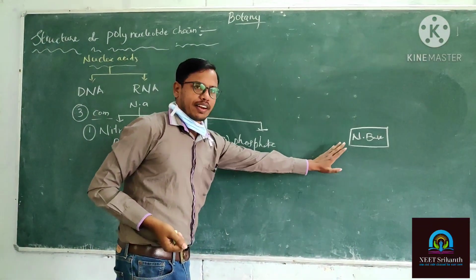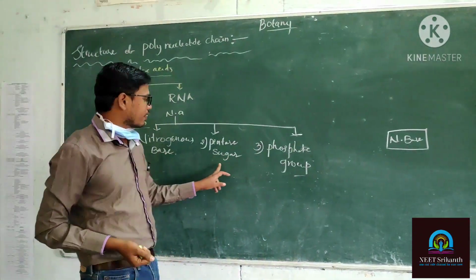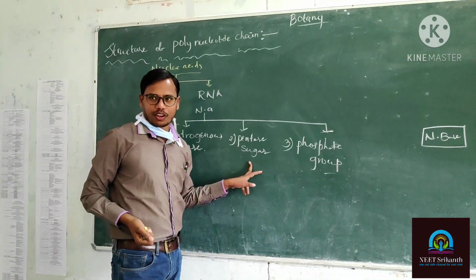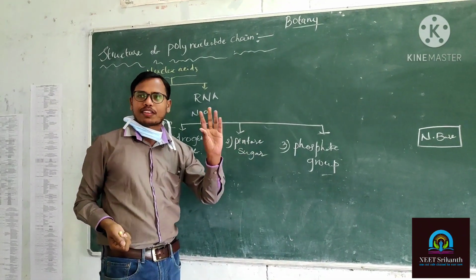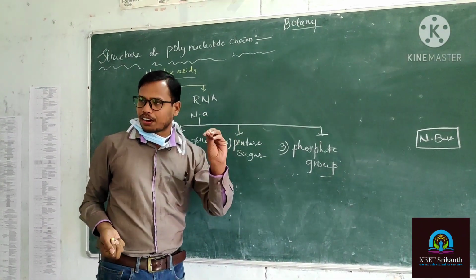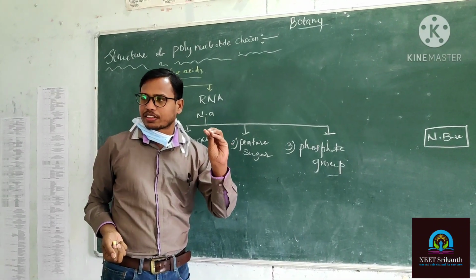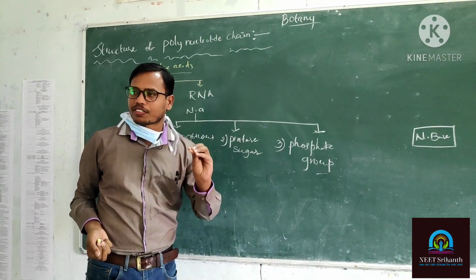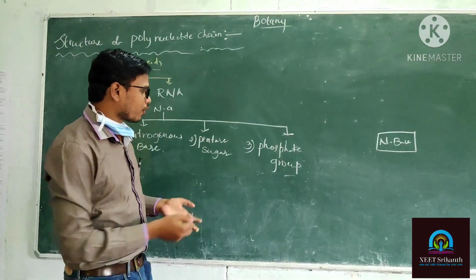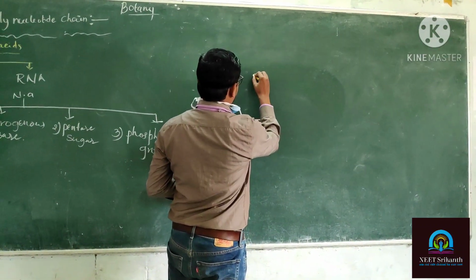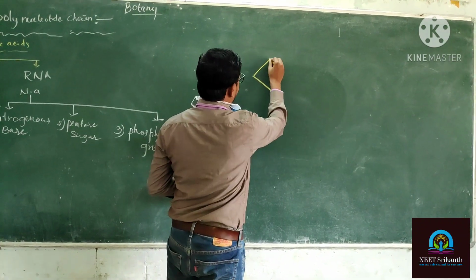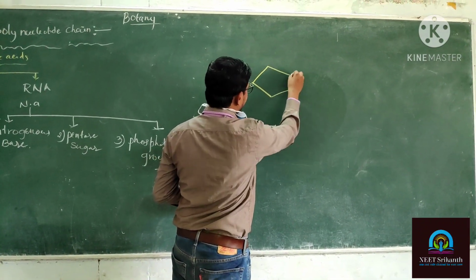For example, this is a nitrogenous base. And what is the second one? Pentose sugar. So, how many carbons are there in the sugar? 5 carbons. Pentose sugar is nothing but the sugar which has 5 carbons. So, for example, this is a pentose sugar.